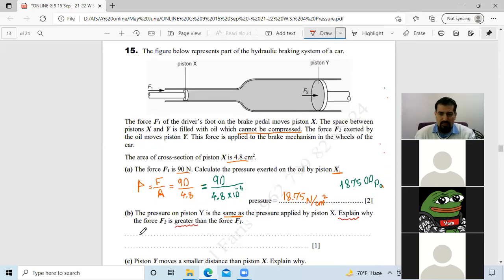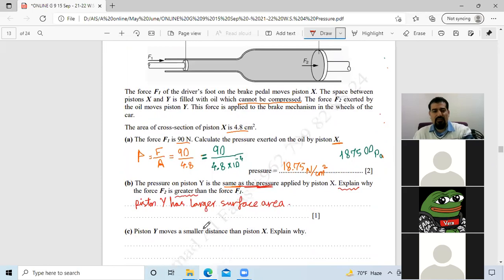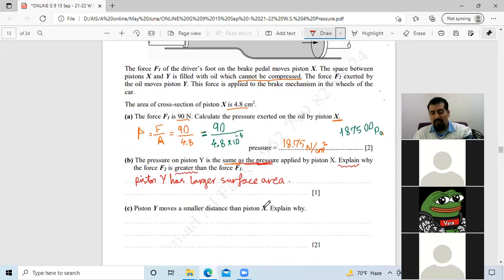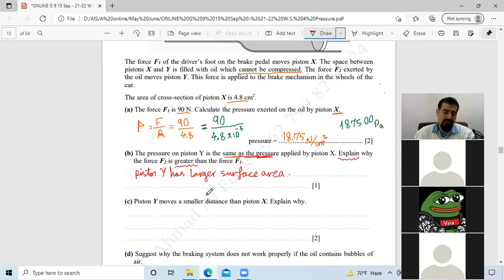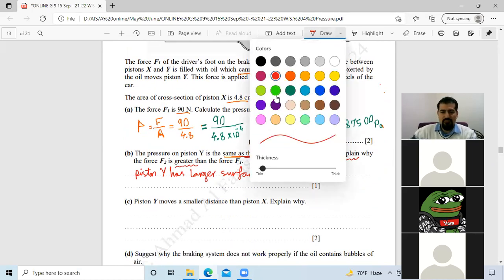Piston Y has larger surface area. For the same pressure, the force will be greater. So piston Y has larger surface area, or greater surface area.